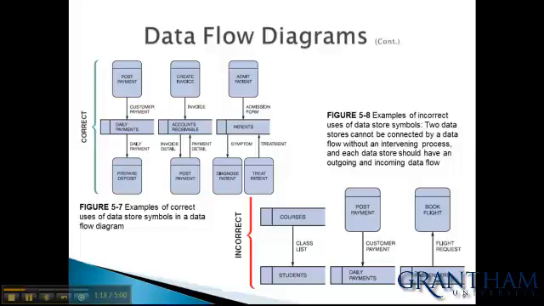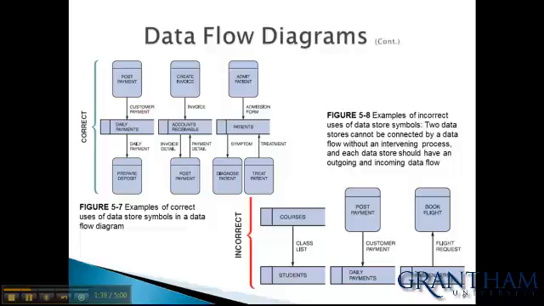The last correct diagram shows you have an admit patient process. The output going into the data store for patients is the admission forms, and then coming out of the patient data store is the diagnosed patient, and they have treat patient that goes back into the data store.